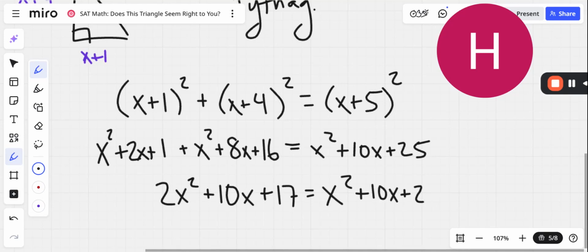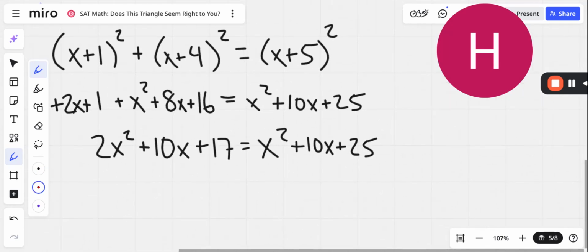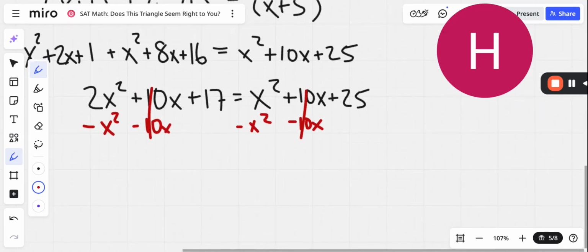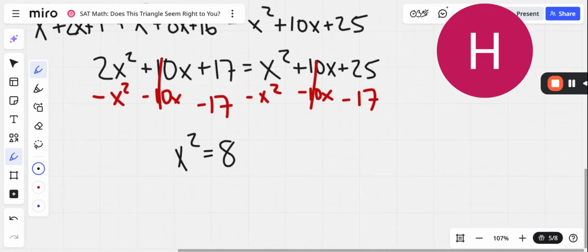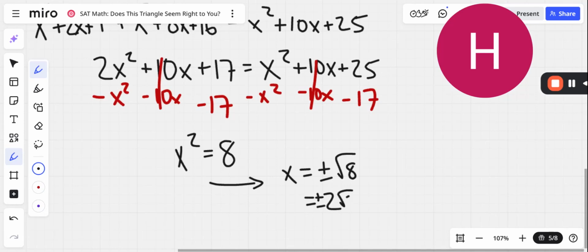Here we clearly have a quadratic equation, so we're going to want to move stuff over. Let's subtract the x squared from both sides. Let's subtract the 10x, which is really nice because it cancels perfectly on both sides. And then let's go ahead and subtract the 17 from both sides, leaving us with x squared equals 8. Funny enough. So this equation would suggest that x could be positive or negative square root of 8. If you'd like, you can call that plus or minus 2 square root of 2.